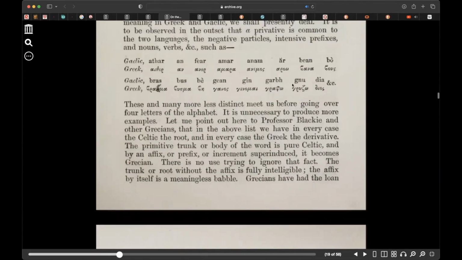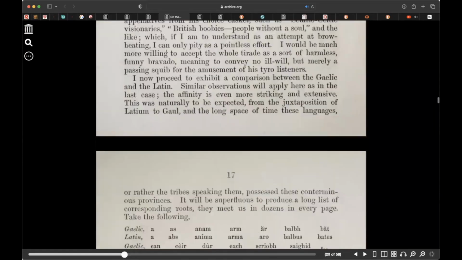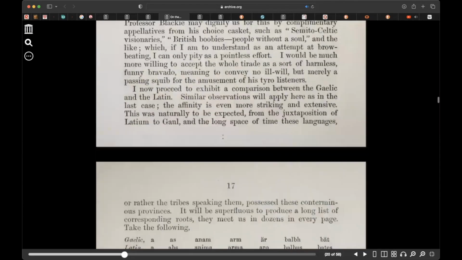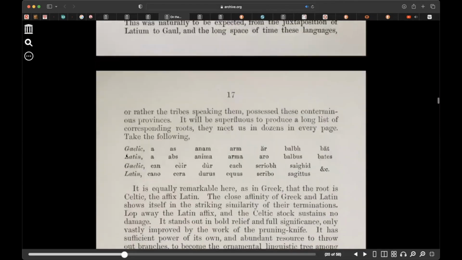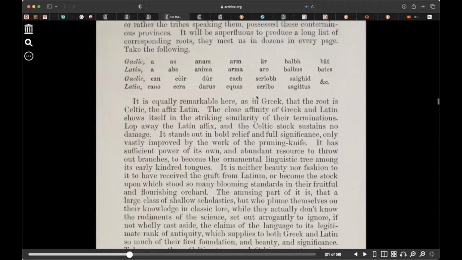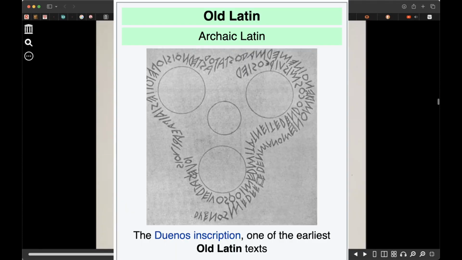He's telling you, look. He goes on to point out, it says here, proceed to exhibit a comparison between the Gaelic and the Latin. Then he gives an explanation as to how, and he shows some examples as well. Gaelic, Latin, as you guys can see, very similar. Remember that the Old Latin is literally like Paleo-Hebrew.